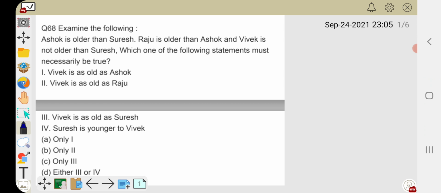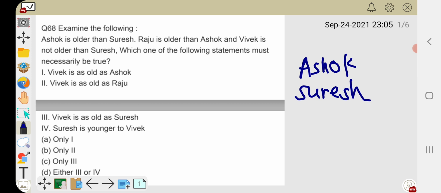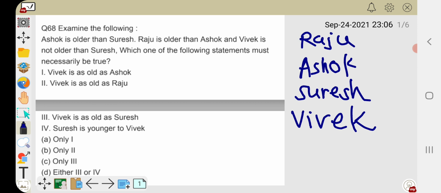Examine the following. Ashok is older than Suresh. Raju is older than Ashok. And Vivek is not older than Suresh. That means either Vivek is as old as Suresh or Vivek is younger than Suresh. Which of the following statements must necessarily be true?